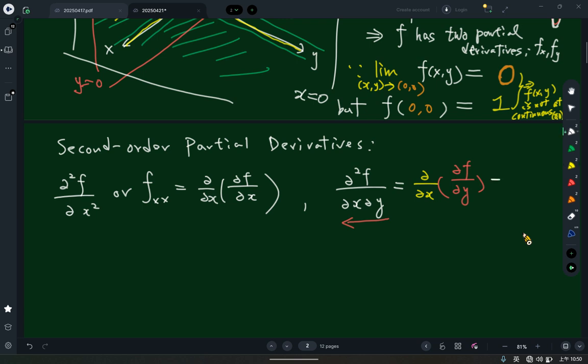And we also can note it down this way, f_yx. So if the notation just uses this one, you need to notice the closer variable we do first. So the closer variable is y. So we will do partial y first. Okay, please just remember.